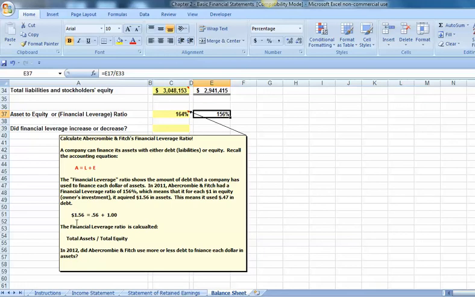that means that we had $1.56 in assets for every dollar in equity. And we can see that from our accounting equation, then we must have had 56 cents in debt. So our question is, did our financial leverage, or the amount of debt that Abercrombie and Fitch used, increase in 2012? And we can just select increase or decrease from our menu.